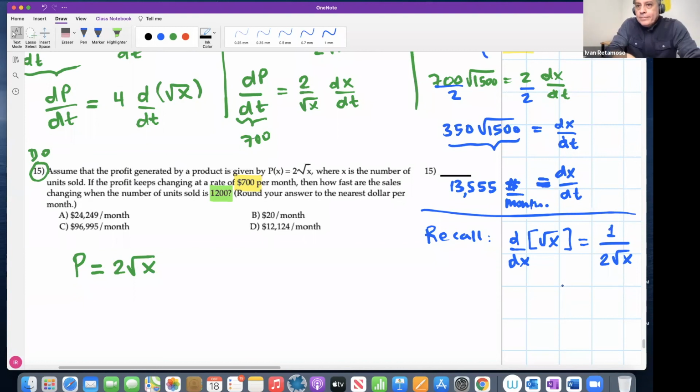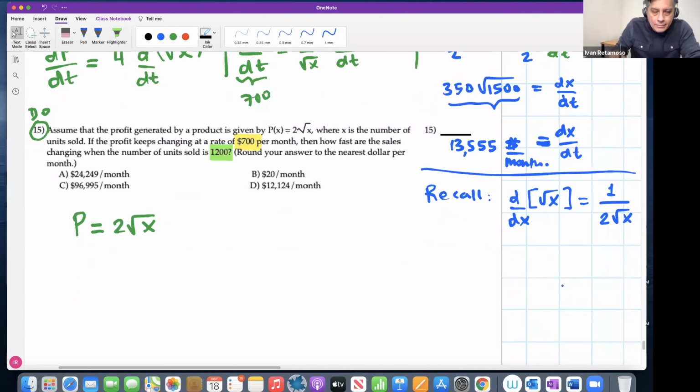So let's do it together to see if we can do one more problem that I left without solving. Let's see. Very good. So we start, since we have the relationship between profit and the number of units that must be sold monthly.